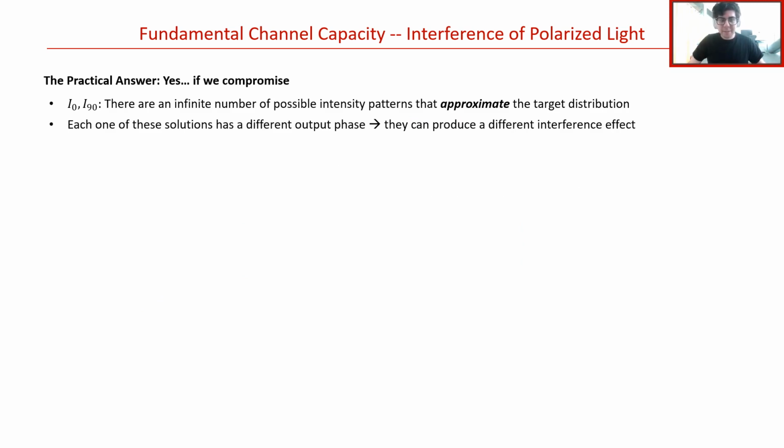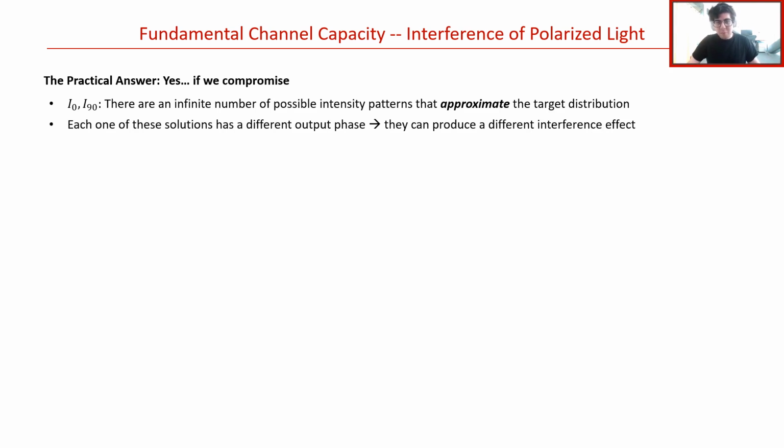The idea is that for each of I0 and I90, there are an infinite number of possible intensity patterns that approximate the target distribution that we want. Each one of these realized solutions also has a different output phase, which will produce a different interference effect. In other words, the task of designing a third channel is actually that of sampling from the space of possible intensity pairs on I0 and I90 and finding the one that minimizes the approximation error versus all 3 target distributions.